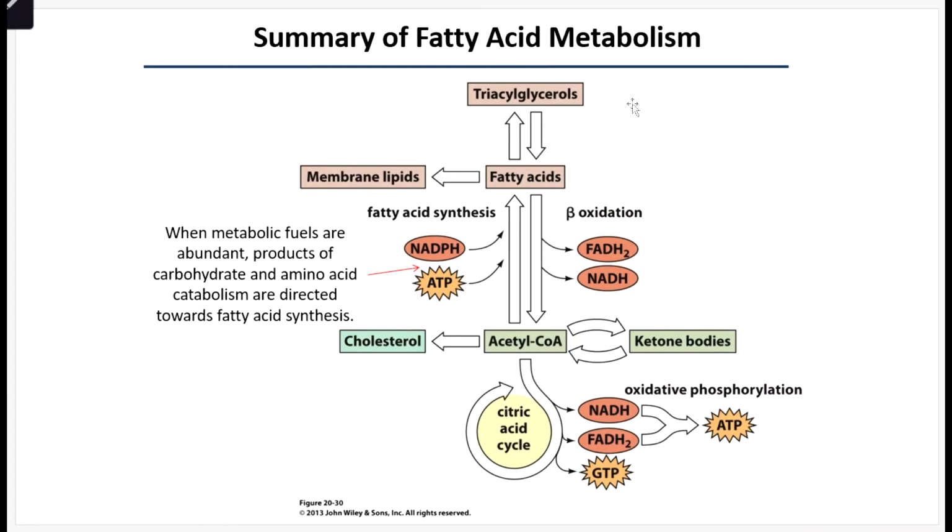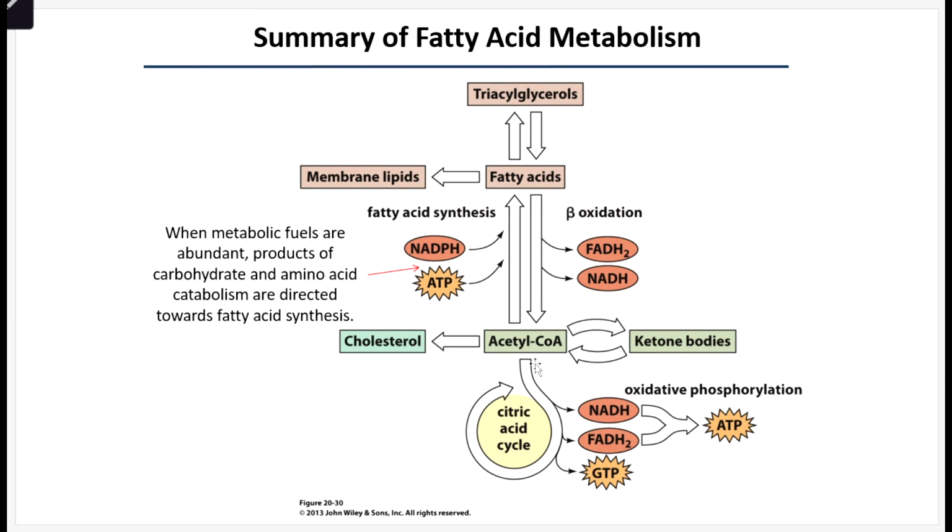And so here's a summary of fatty acid metabolism. TAGs can be broken down into fatty acids. They can also be built into TAGs depending on where we are in the body. Fatty acids can be used to build membrane lipids, but they can also be oxidized via beta oxidation to produce acetyl-CoA. This process of beta oxidation will generate some reduced electron carriers, but the vast amount of the energy produced through oxidation of fatty acids comes through the production of many molecules of acetyl-CoA, which can be funneled through the citric acid cycle to reduce even more electron carriers to make ATP.